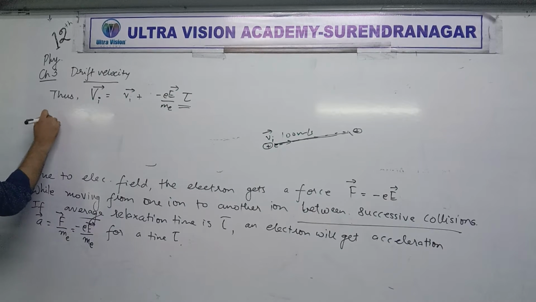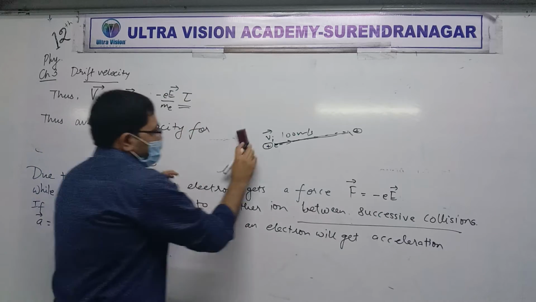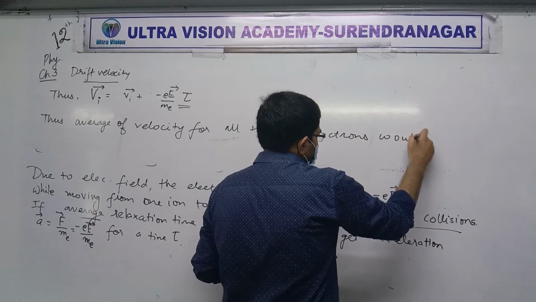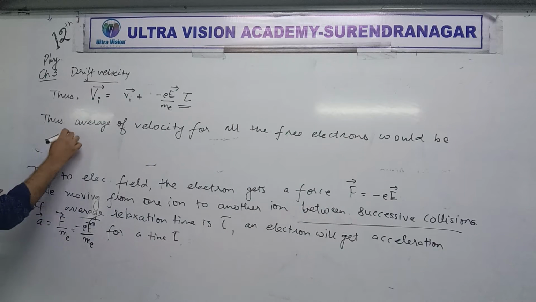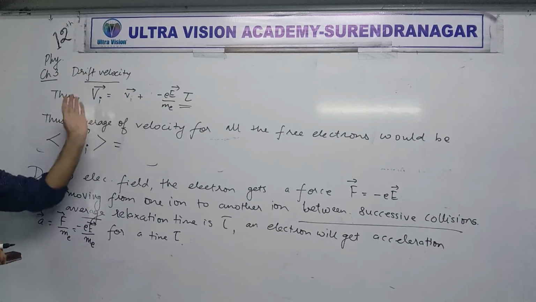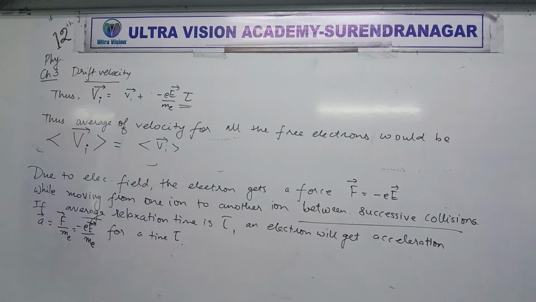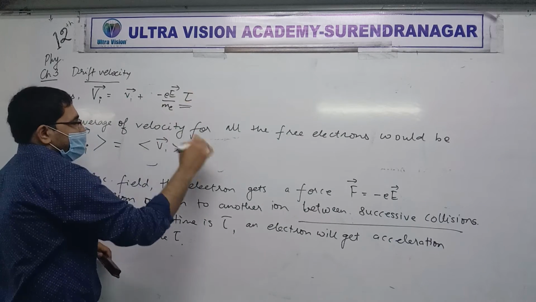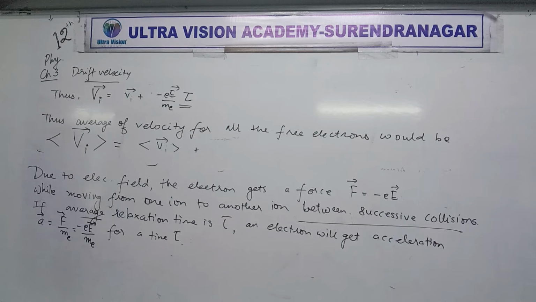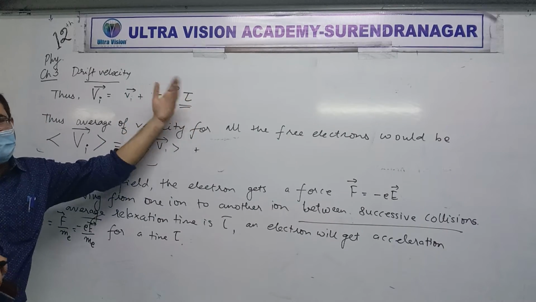If we take the average, thus average of velocity for all the free electrons would be the average of this. See, if you have addition like this, you want to take average. Then what do we get? Here you also will get average. Yes or no? And plus, here also you will get average. But here, you see, there is no need to take average. Why? Because everything is fixed: charge of electron, electric field, mass of electron, and average relaxation time already.